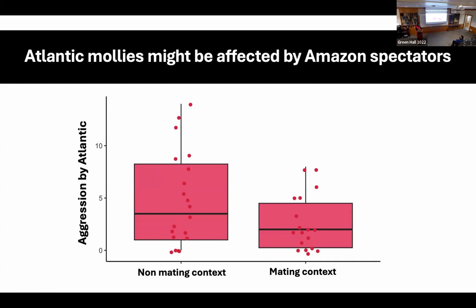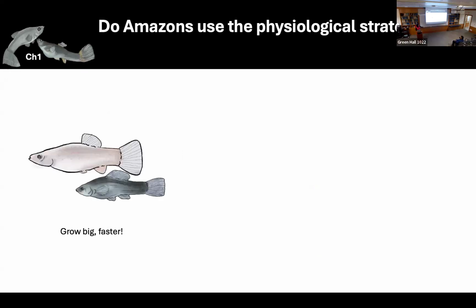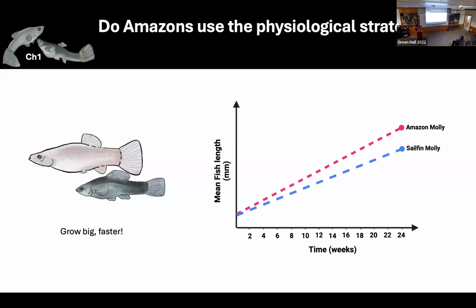So maybe if aggression isn't the best strategy for the Amazon, maybe she has to use the physiological strategy. Maybe the way to do it is to grow big fast. And I don't expect these curves to look exactly like this, but this is sort of a demonstration of what I think would be happening, where the Amazon molly is just ramping up her growth, trying to get big first, as compared to the sailfin molly.